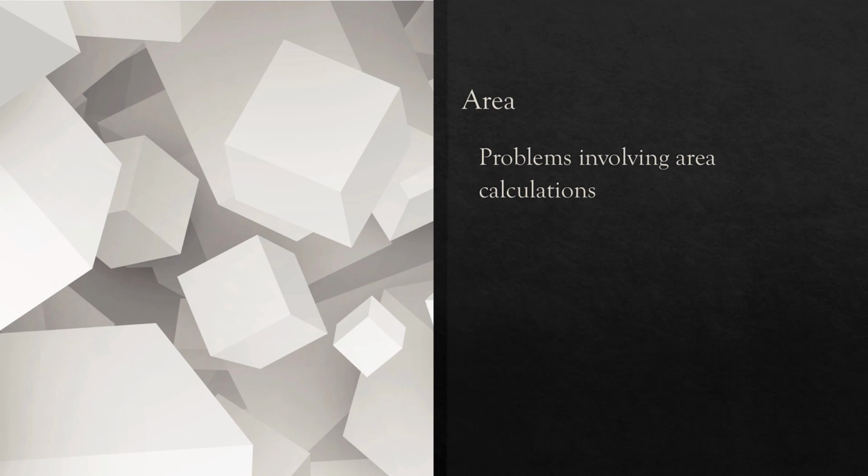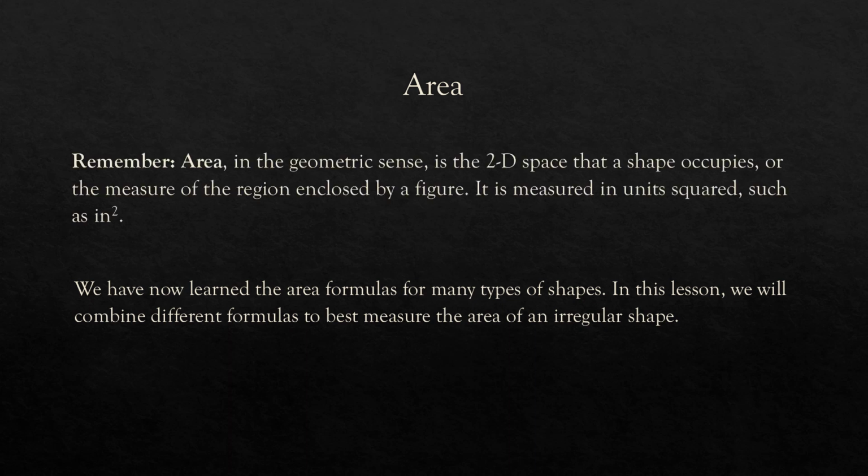Today we're talking more about area, and we will be specifically doing problems involving area calculations. So we have many examples today. Remember that area in the geometric sense is the 2D space that a shape occupies, or the measure of the region enclosed by a figure. It is measured in units squared, such as inches squared, feet squared, or centimeters squared. We have now learned the area formulas for many types of shapes. In this lesson, we will combine different formulas to measure the area of an irregular shape.